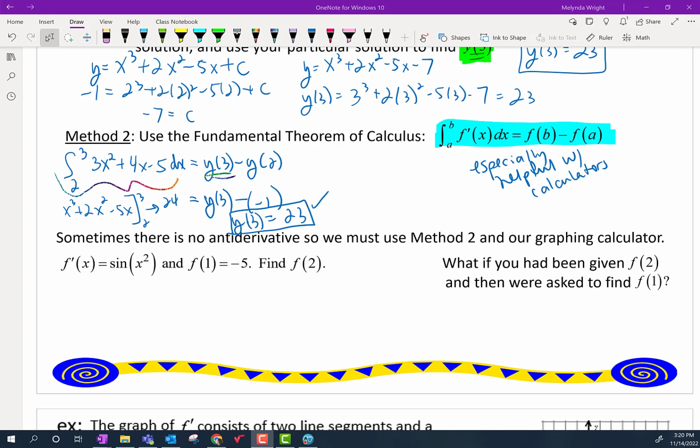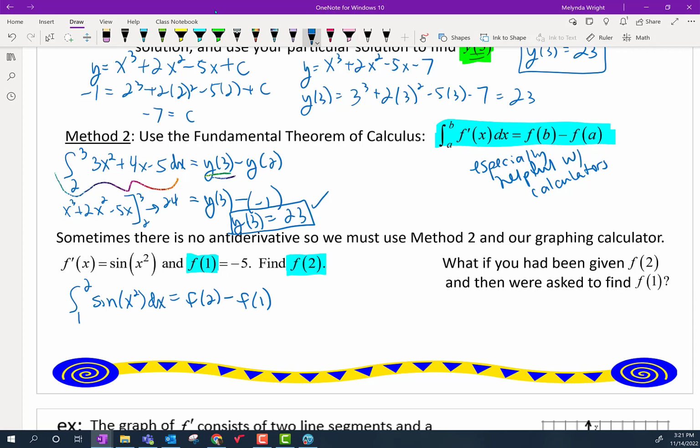So how do I know what values to put on the bounds? I have what I want. I want f of 2. And what do I have? Where did they give it to us? I have f of 1 right here. So I'm going to go from 1 to 2 because it happens to be from what I want to what I have. It's okay if they did the reverse. That's not a big thing. So we're going to integrate from 1 to 2 of sine of x squared dx, and that's going to equal f of 2 minus f of 1.